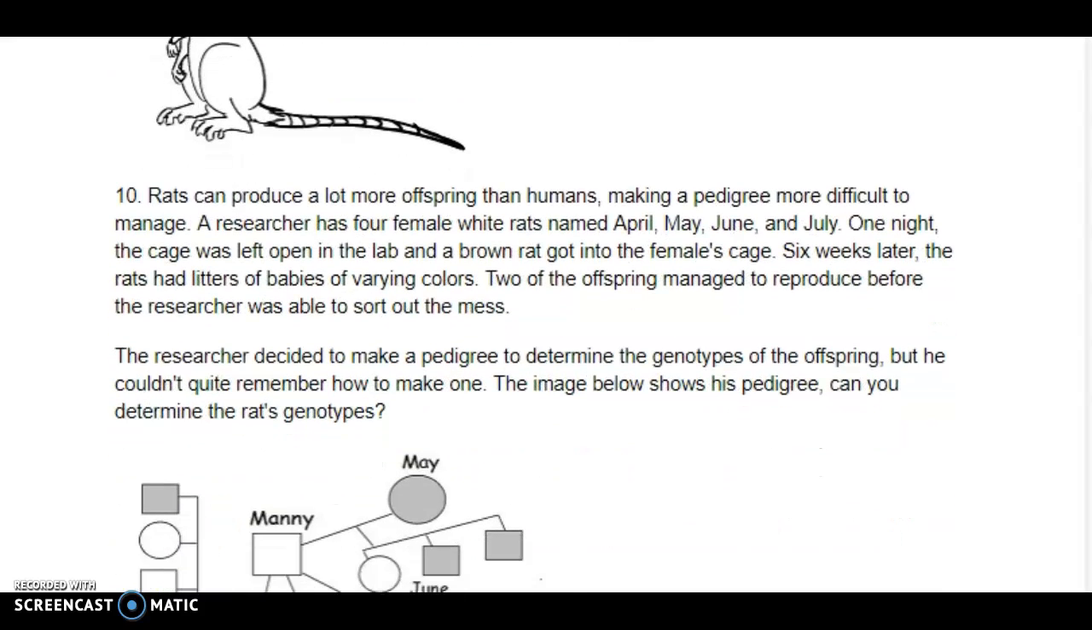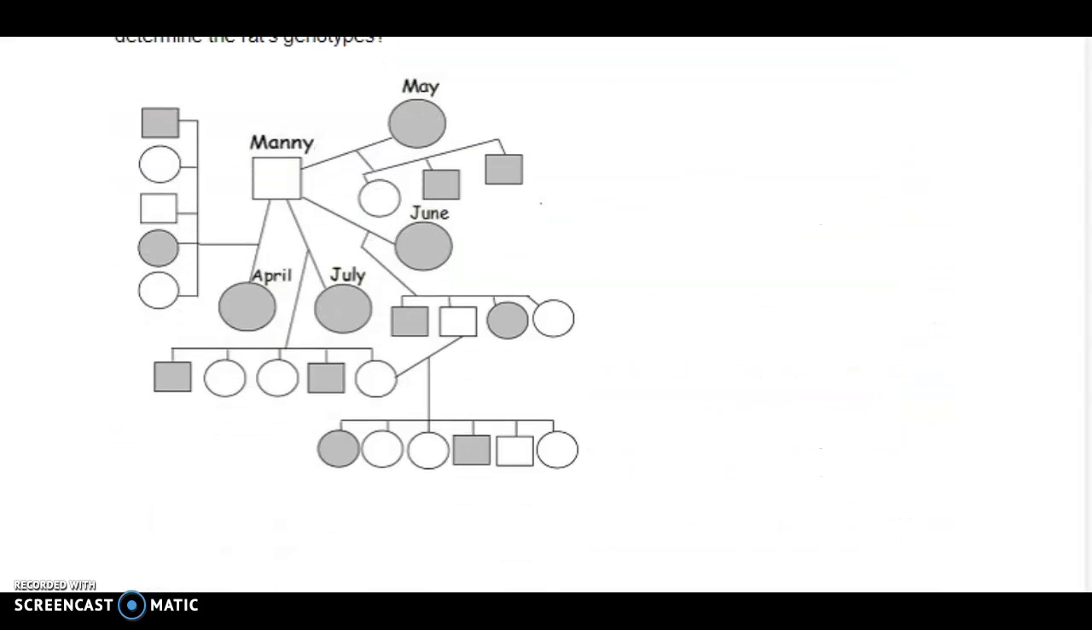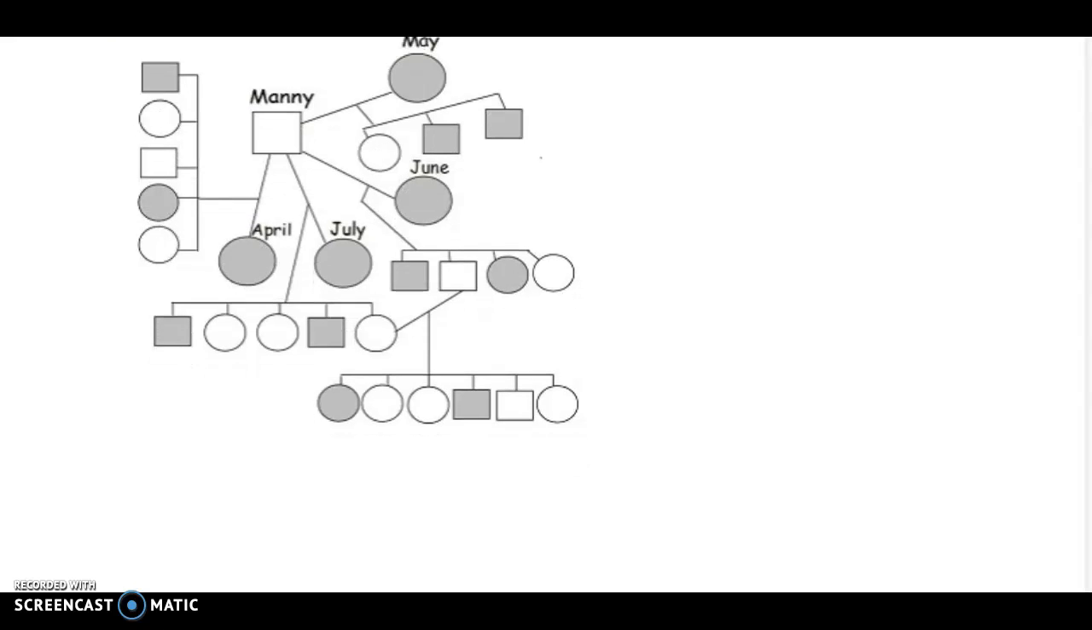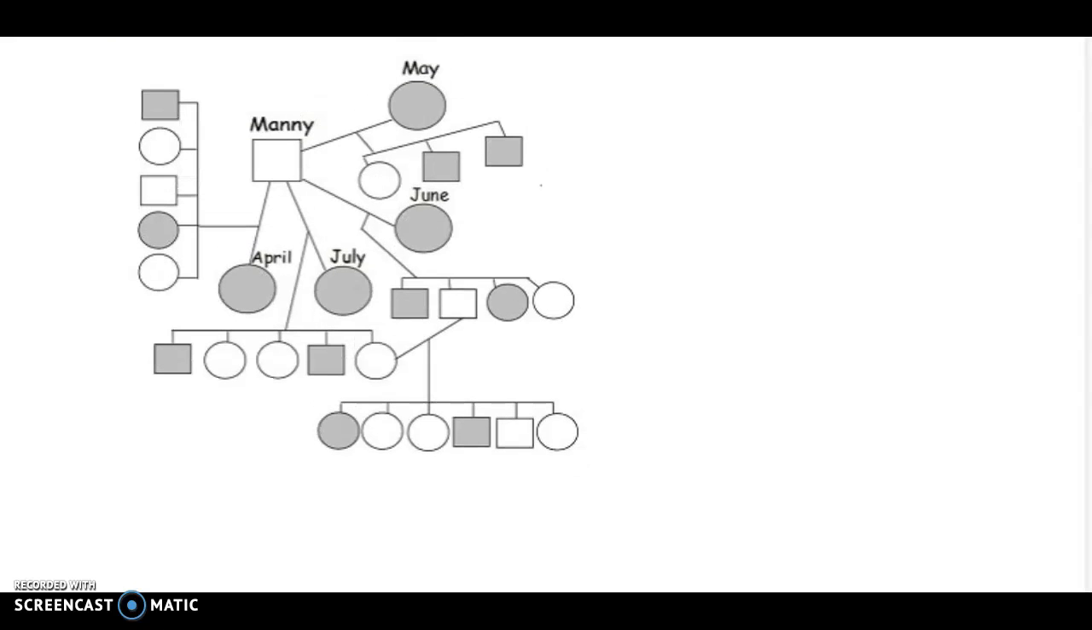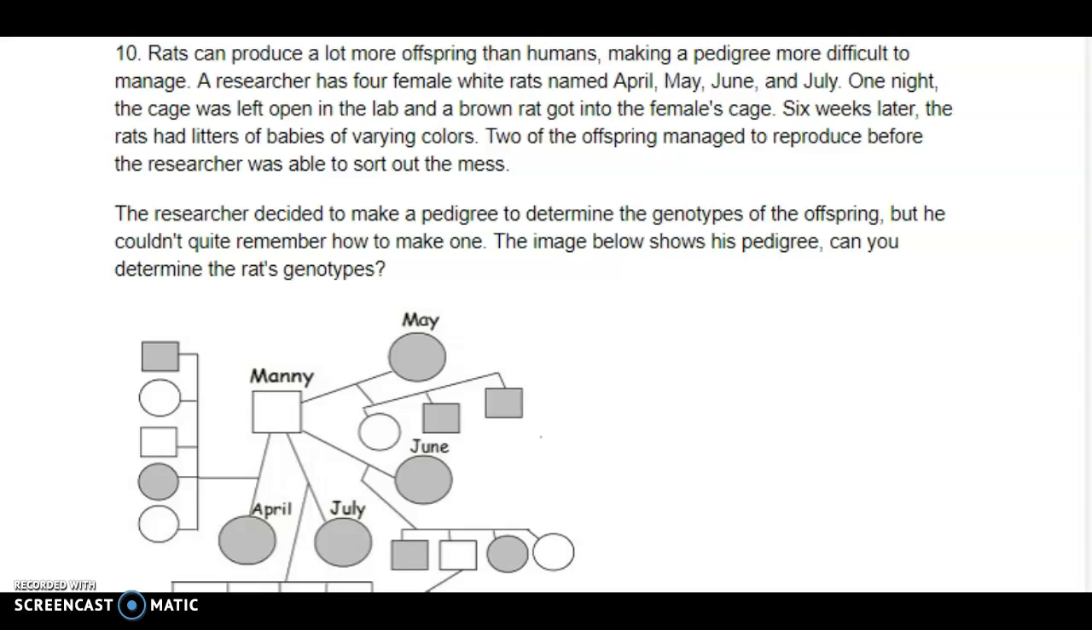And then 10 is looking at rats. Rats have lots of babies, as you can see. The rats can produce a lot more offspring than humans, making the pedigree more difficult to manage.